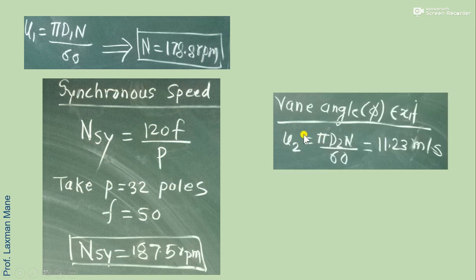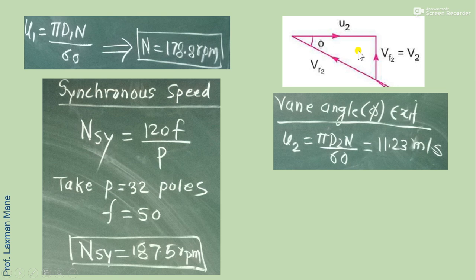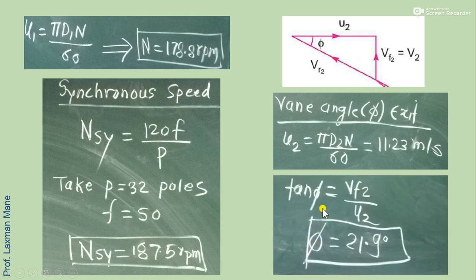Now next is vane angle at exit, phi. So for that, first of all we have to calculate U2. So already D2 and N are known values, so U2 we first of all obtain. Then vane angle at exit, for that outlet velocity triangle we take tan phi ratio, VF2 upon U2. Okay, so these are the calculated values, putting over here, getting answer for phi, that is vane angle at exit. Okay, so in this way you can solve this numerical.